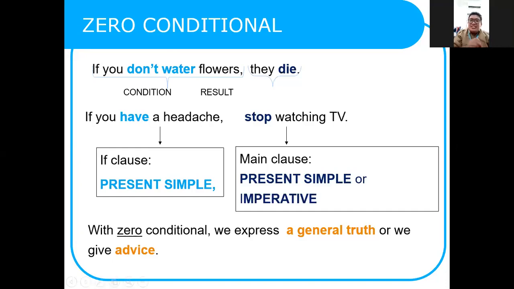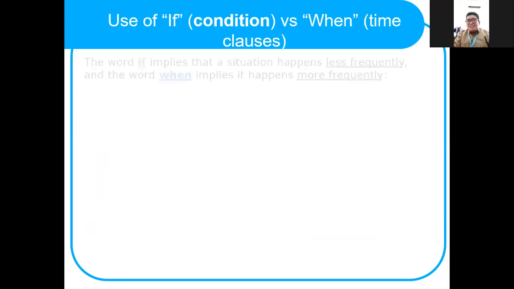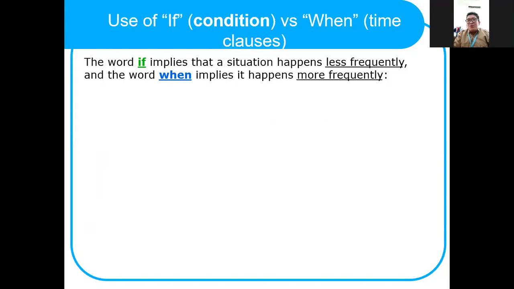Nah, usually in zero conditional, in the condition, or we can say in the if clause, dalam klausa if-nya, it emphasizes on the use of present simple. Ya, biasanya di zero conditional itu menggunakan present simple. And in the main clause, di klausa utamanya, it also uses the present simple or imperative sentence. All right? Okay. And we also have known that the word if implies that a situation happens less frequently, and the word when implies it happens more frequently.